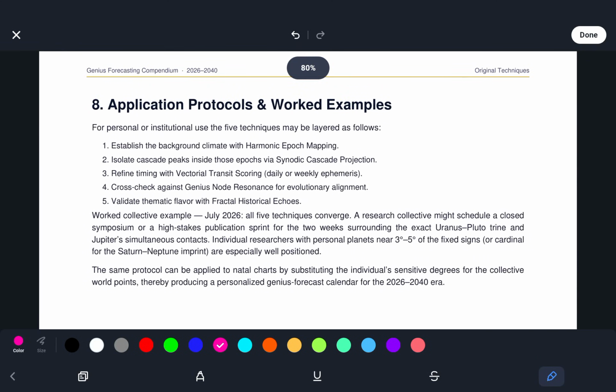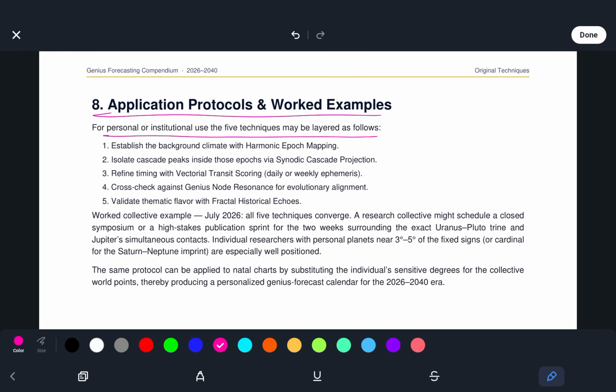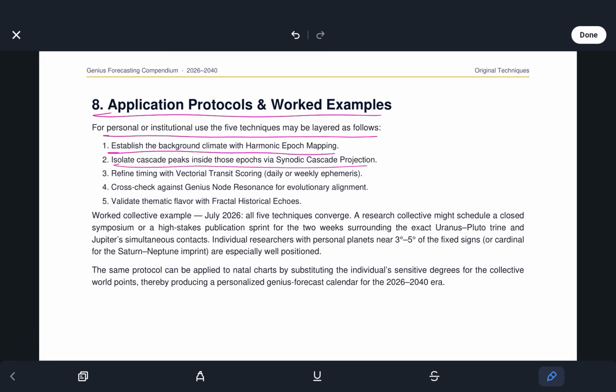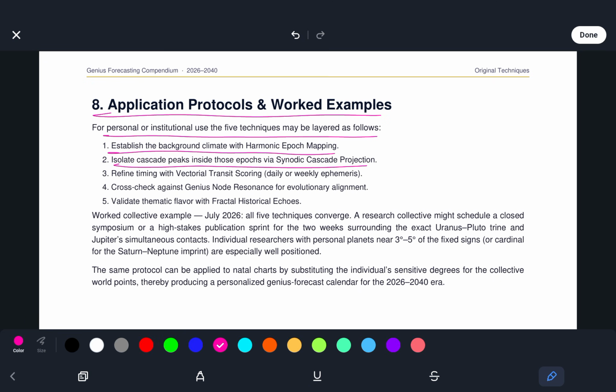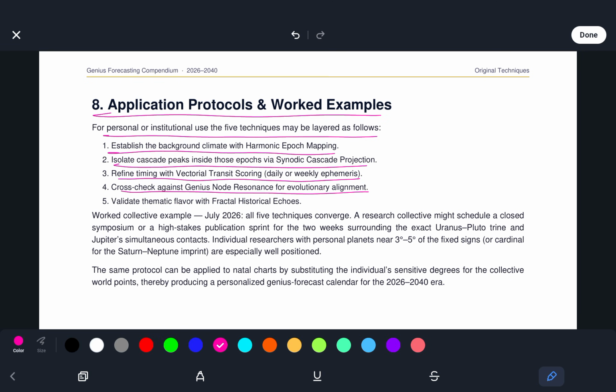So here we have application protocols and worked examples for personal or institutional use. The 5 techniques may be layered as follows. Establish the background climate with HEM. Isolate cascade peaks inside those epochs via SCP. Refine timing with VTS, daily or weekly ephemeris. Cross-check against GNR for evolutionary alignment. Validate thematic flavor with FHE.